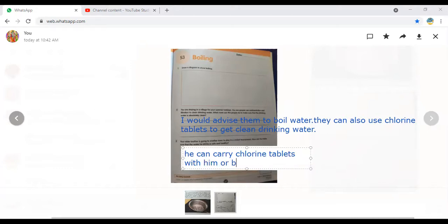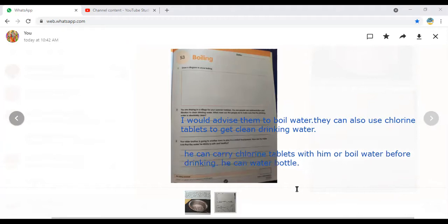or boil water before drinking. He can carry the chlorine tablet or he can boil the water, whether he is at the tournament place or elsewhere. You can write one more answer: he can carry a water bottle also. This is the third answer.